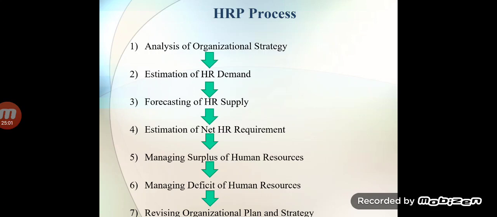Seventh point, revising organizational plan and strategy. At the end we have to revise the overall plan, to check whether we have performed the proper activities and done this work properly or not. At that time we have to revise every step of the organization. We have to revise the actual work and compare it with the expected work, so that we can easily find out the gap. If we are able to find any gap, then we have to implement some techniques to manage these things.